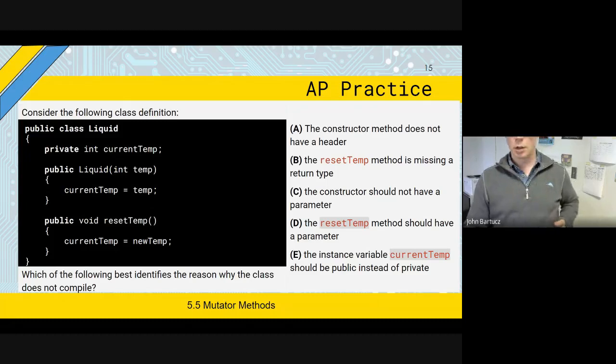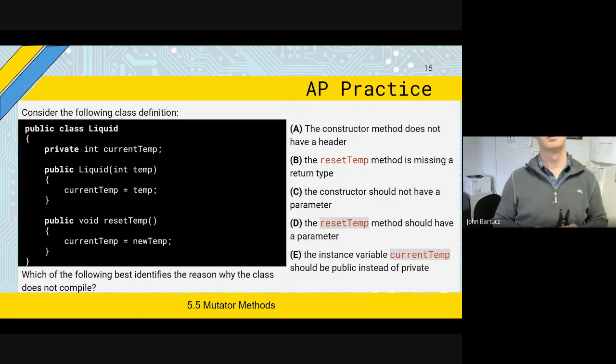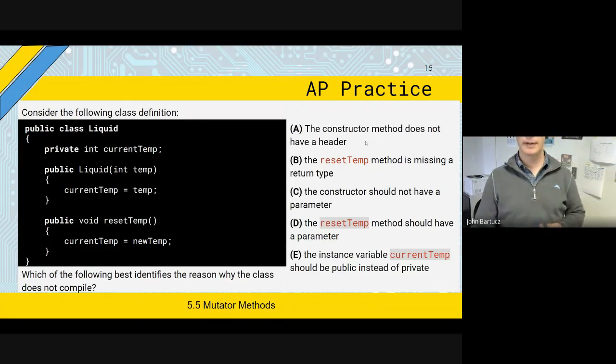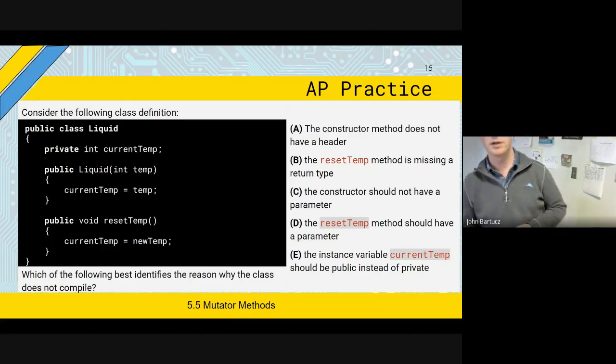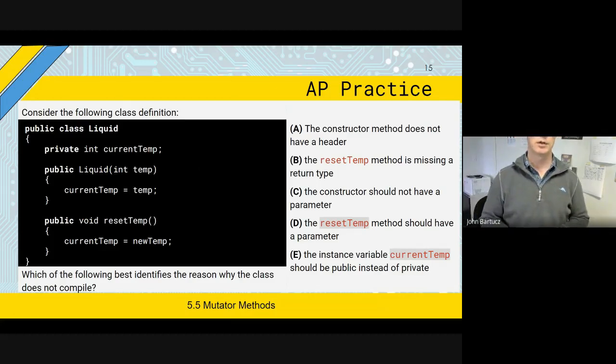Well, you are all correct. The answer is D. So the constructor method does not have to have a header. That is a perfectly valid constructor. I think they might have been trying to trick you, thinking it's a setter, but it's not. It's a constructor, right? It's not public void set temp. It is a constructor, so you don't have a return type for a constructor. You just say public liquid because the class is liquid.